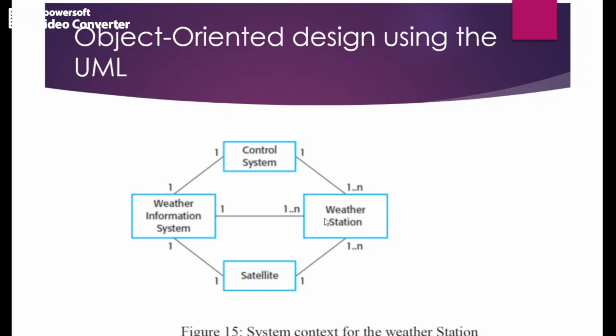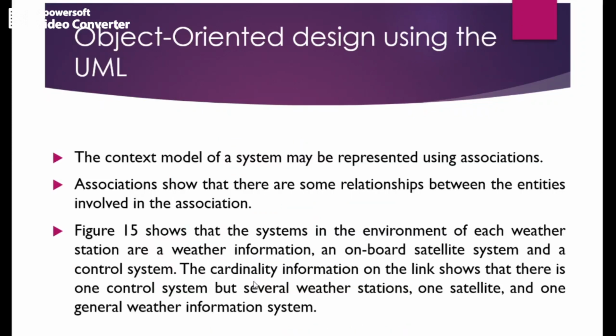So this is the system being designed, weather station. What lies in the boundary of the system? That is, what are the other systems we are seeing? One is the control system, weather information system, satellite. The cardinality information on the link shows that there is one control system but several weather stations.